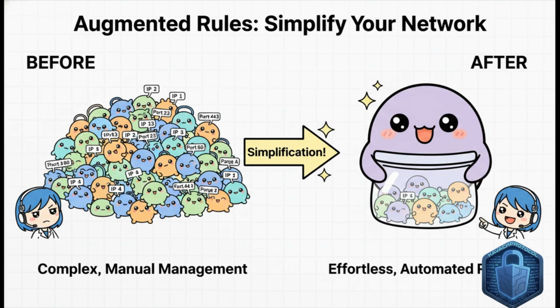First up, augmented rules. Oh man, these are fantastic. What they let you do is bundle a bunch of different IP addresses or IP ranges and even different port numbers all into one single clean rule. This just dramatically cuts down on the clutter and the number of rules you have to manage.